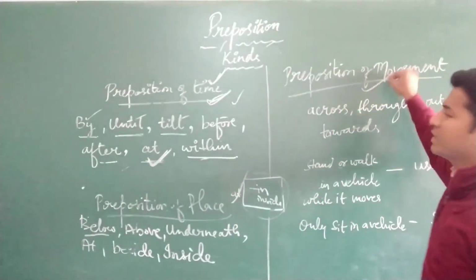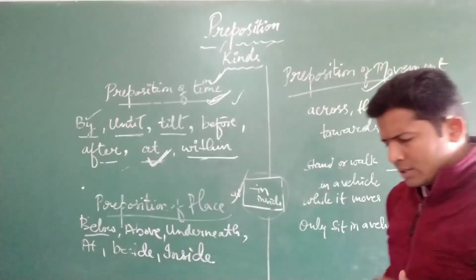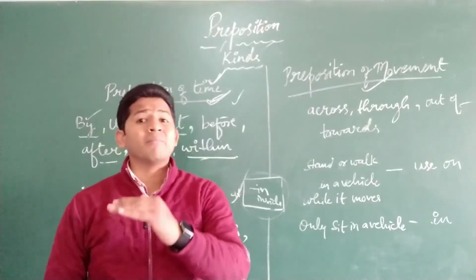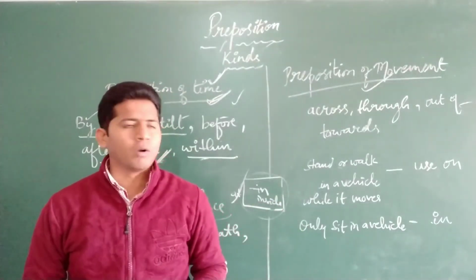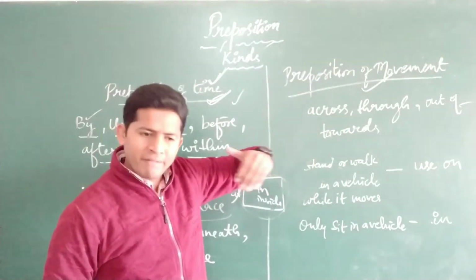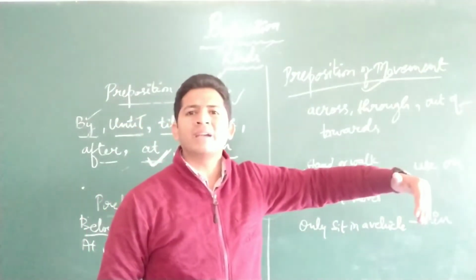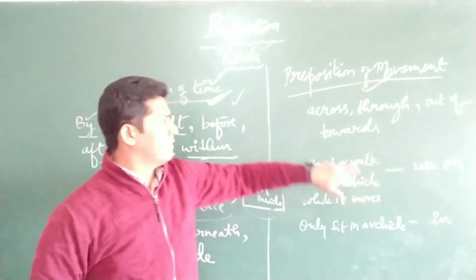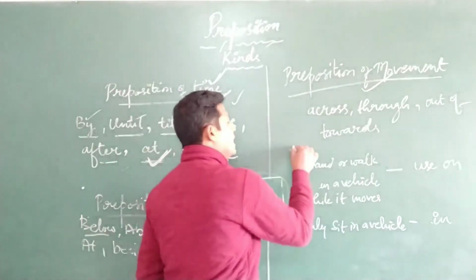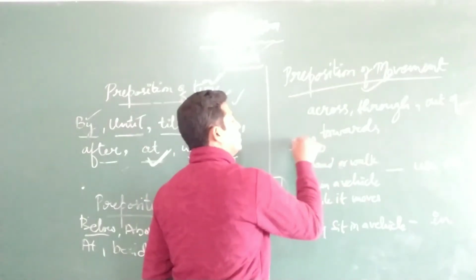Let's talk about the third case, prepositions of movement. There are different prepositional words which are used when motion is involved. Across. Across means when we are passing beside something. So instead of beside, we use across because there is motion. Then the same with in and into. The difference between in and into.